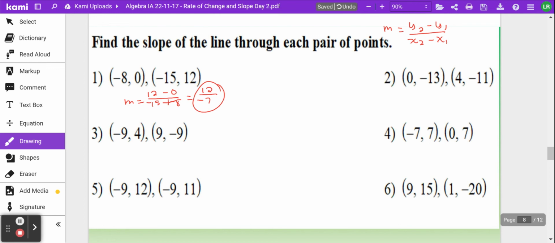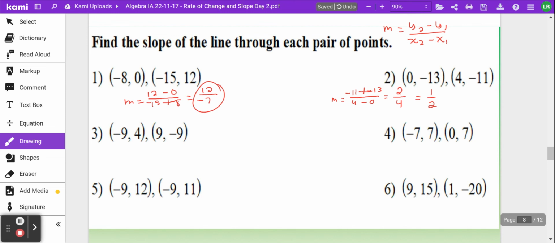Number 2, we have -11 minus -13 over 4 minus 0. Minus a negative is plus, so it'd be 2 over 4. I would count that correct. It can also be simplified to be 1/2.